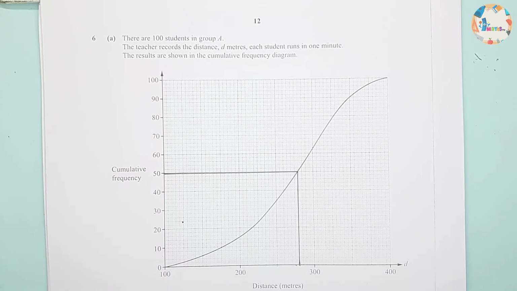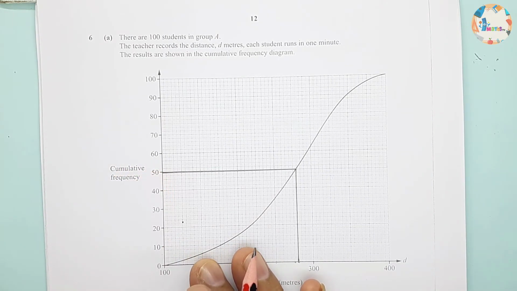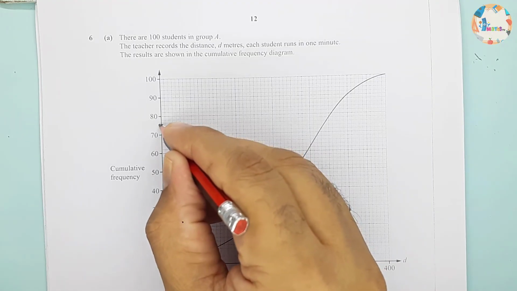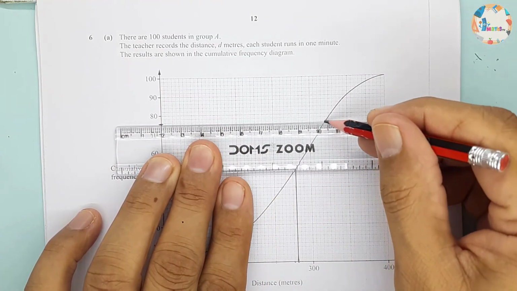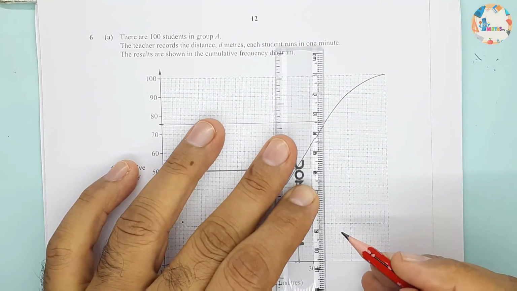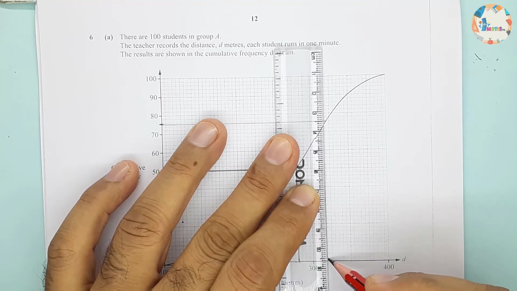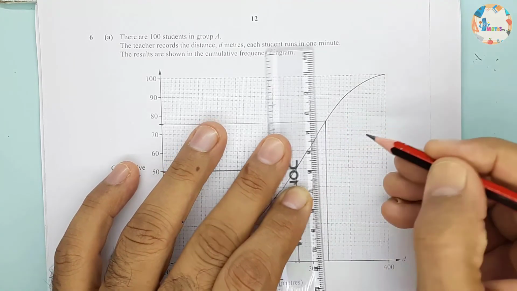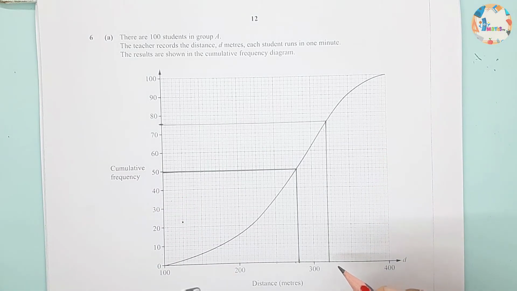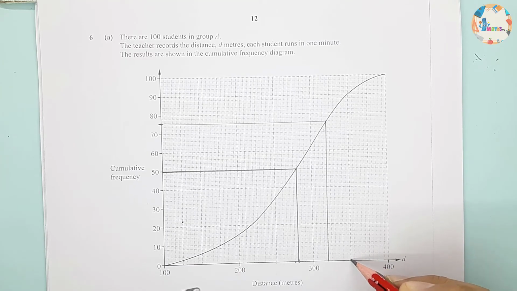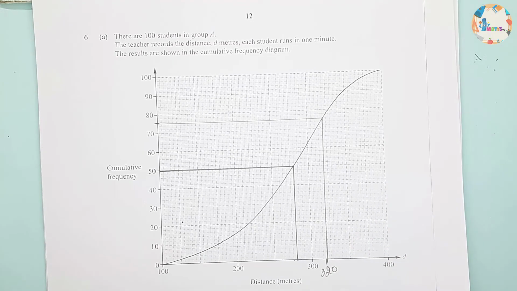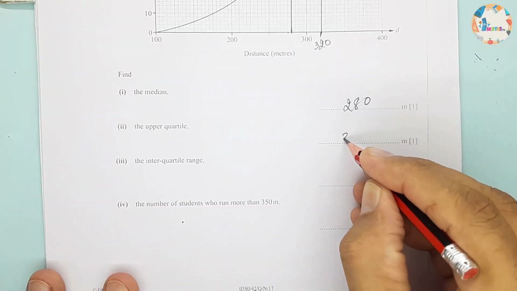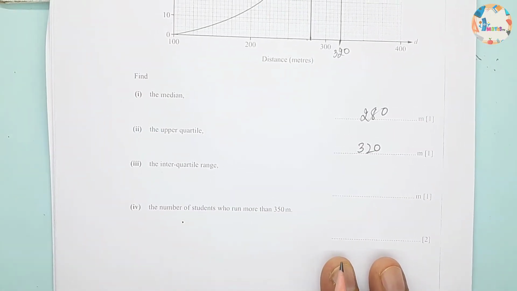Then the upper quartile and interquartile range. For the upper quartile we'll be taking the 75th percentile, and the 75th percentile will be from here. So we can take reference from this point, up to this value. This will be the upper quartile. This one is 350, this is 325, and this one we can take as 320. So we will write the upper quartile as 320. And now we have to write the interquartile range.